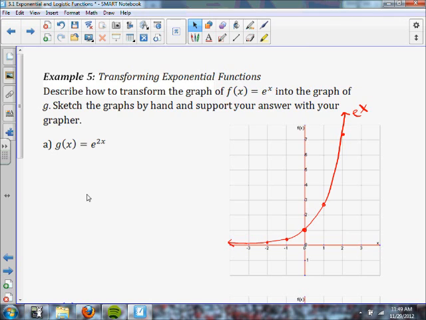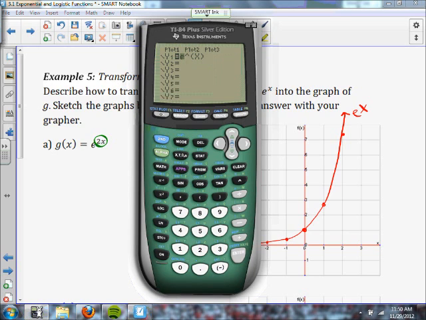Now, what is that doing? What is that doing? It's going to be a stretch or a shrink, right? But is it going to be horizontal or going to be vertical? Because it's with the x, it's actually going to be horizontal, okay, not vertical. Now, to get you guys a better idea, let's actually put this in here. E to the 2x.